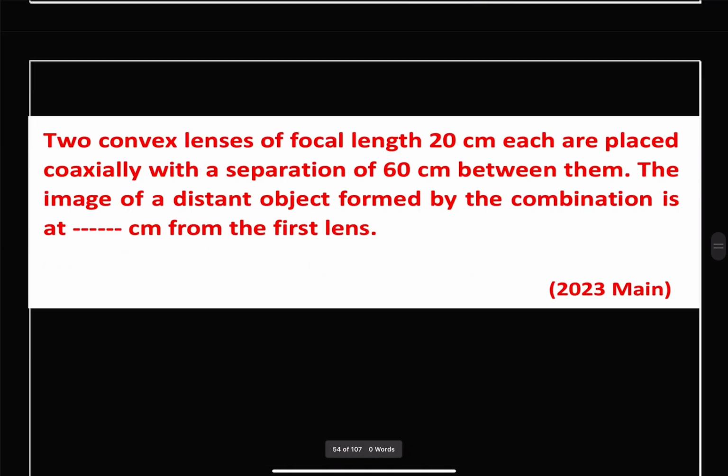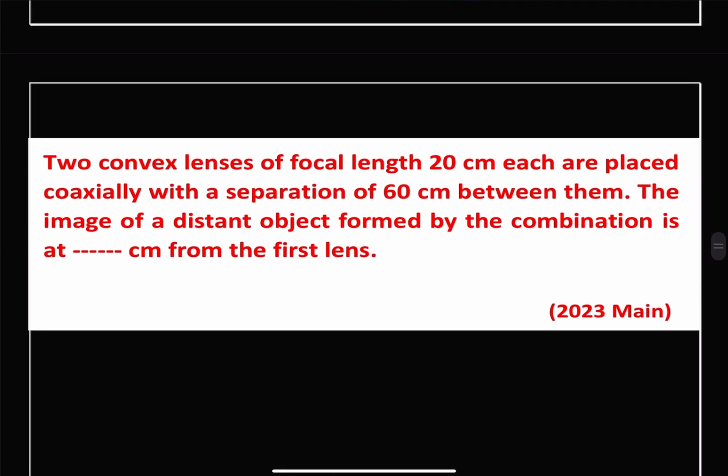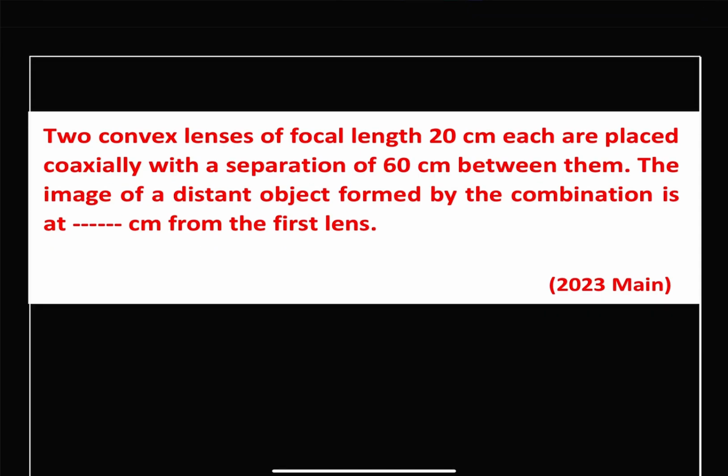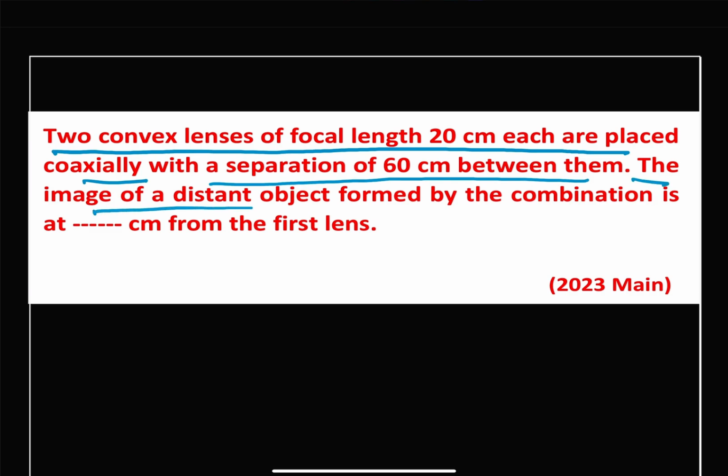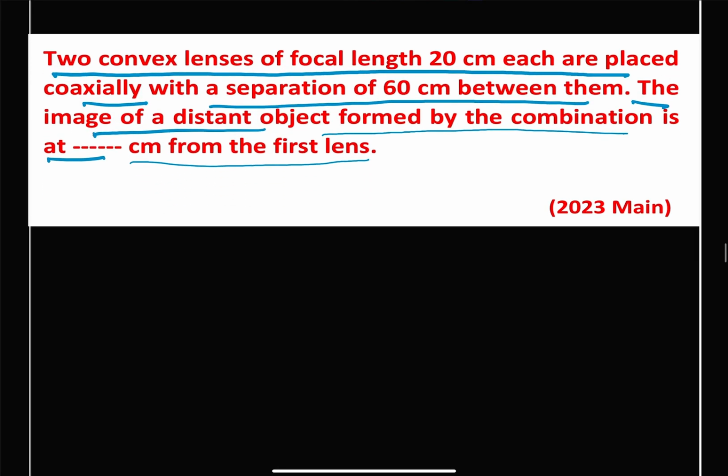Next question, and it states that two convex lenses of focal length 20 cm each are placed coaxially with a separation of 60 cm between them. The image of a distant object found by the combination is at dash centimeter from the lens. So we are given that there are two lenses. So let us draw an approximate figure for that.